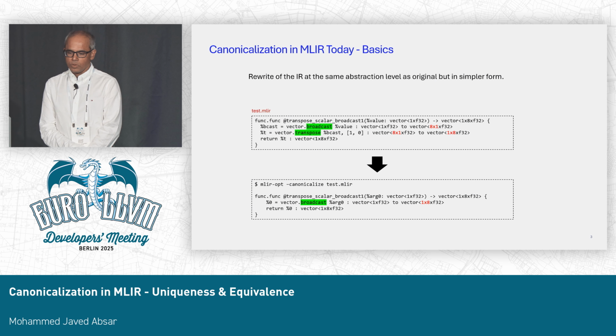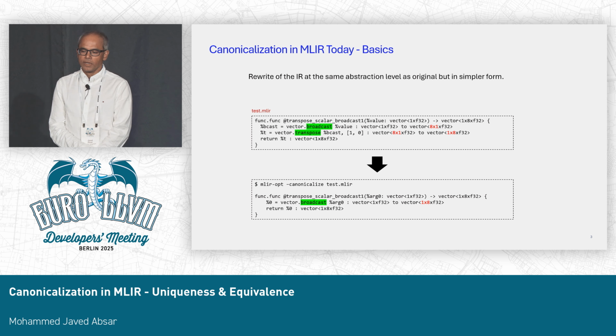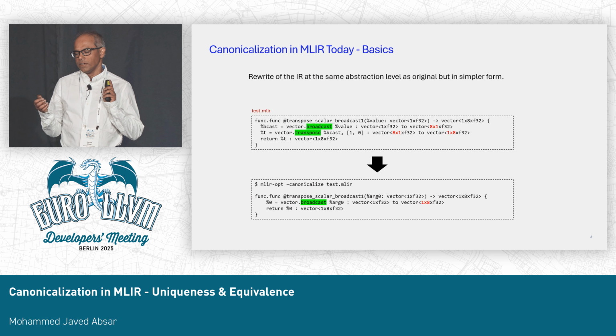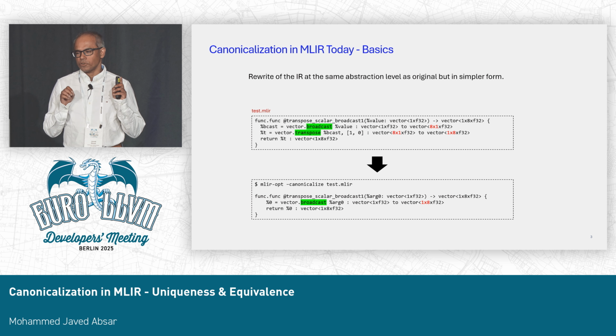So, what is canonical form and canonicalization? Basically, a canonical form is a rewrite of the IR at the same abstraction level as the original, but in simpler form. For example, you have a vector broadcast. You're broadcasting one value, 1xf32, to 8x1, and then that value is transposed from 8x1 to 1x8. You can quickly see that maybe it's easier and simpler if you just broadcast that single value to 1x8. And if you run the canonicalizer, that's what it's going to do.